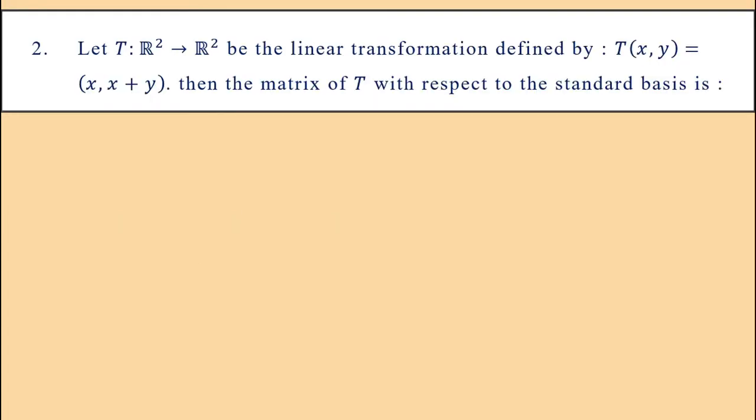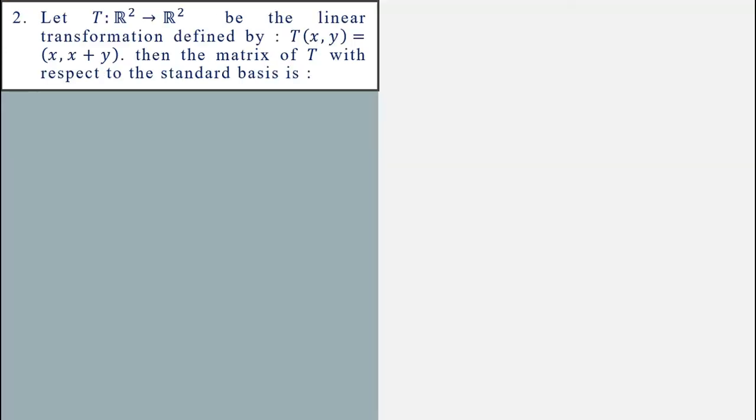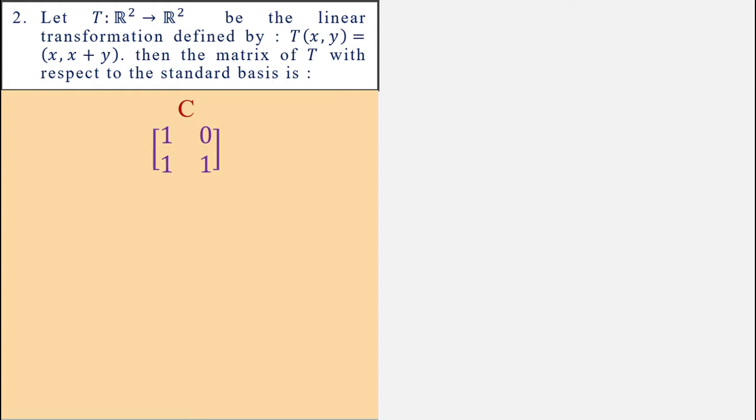Second question is: let T from R2 to R2 be the linear transformation defined by T of (x, y) is equal to (x, x plus y). Then the matrix of T with respect to the standard basis is: first option is the 2 by 2 matrix column-wise (1, 0), (0, 1). Second option is the 2 by 2 matrix column-wise (1, 1), (0, 0). Third option is the 2 by 2 matrix column-wise (1, 1), (0, 1). And fourth option is the 2 by 2 matrix column-wise (0, 1), (0, 1). We know that the standard basis for R2 contains the vectors e1 is equal to (1, 0) and e2 is equal to (0, 1). Here the correct option is option C, the 2 by 2 matrix column-wise (1, 1), (0, 1).